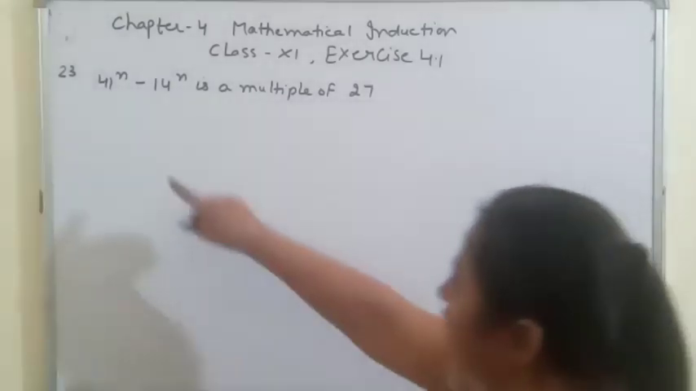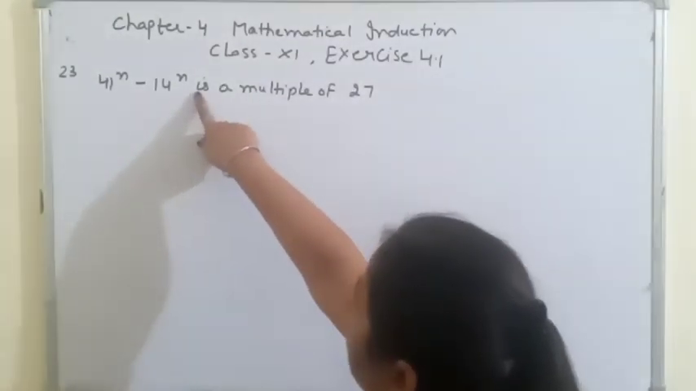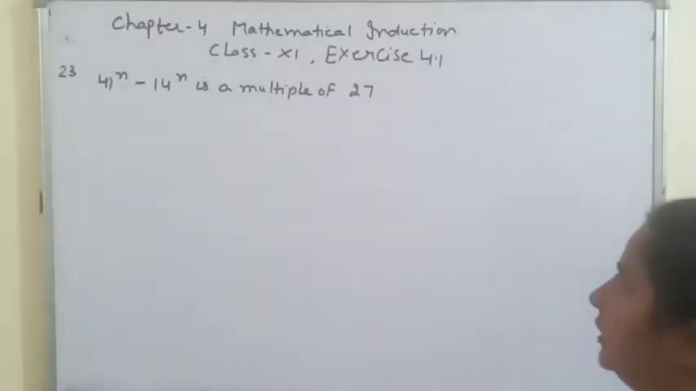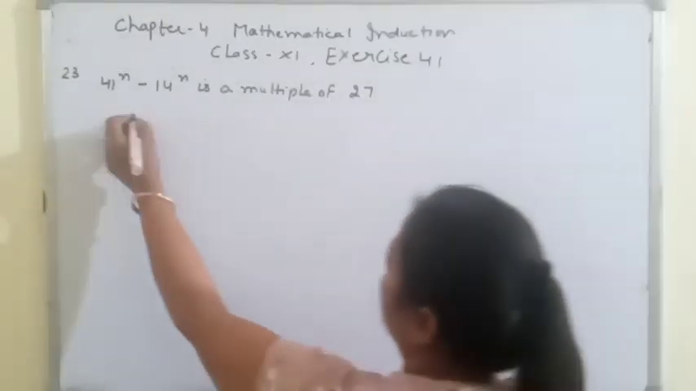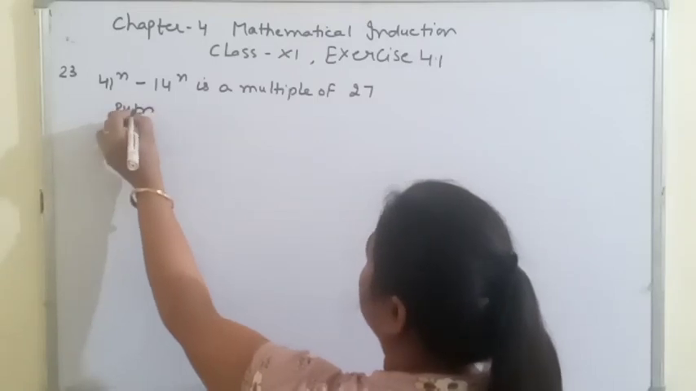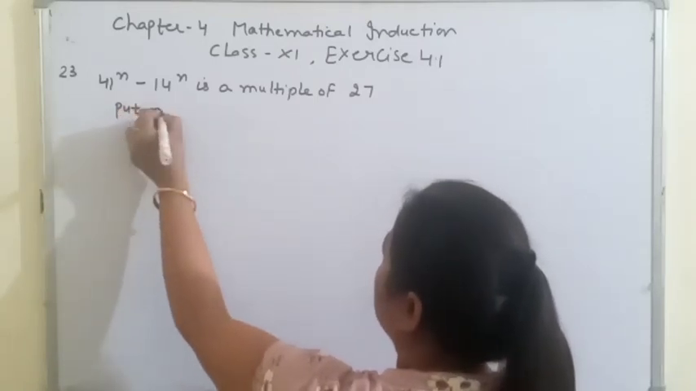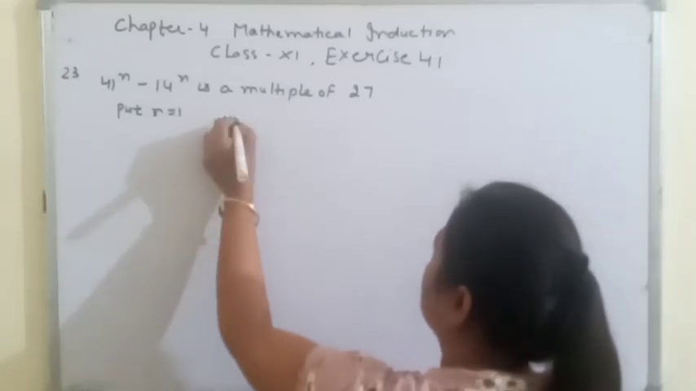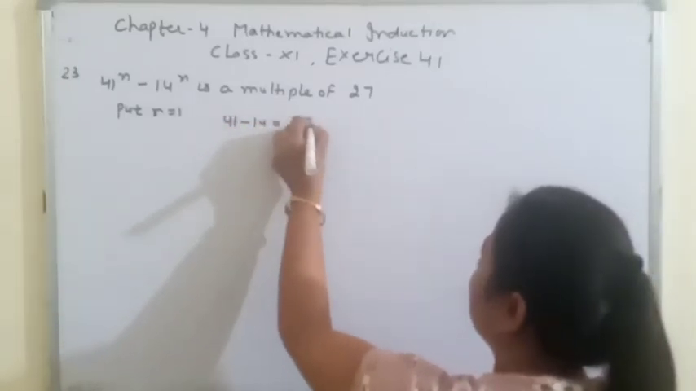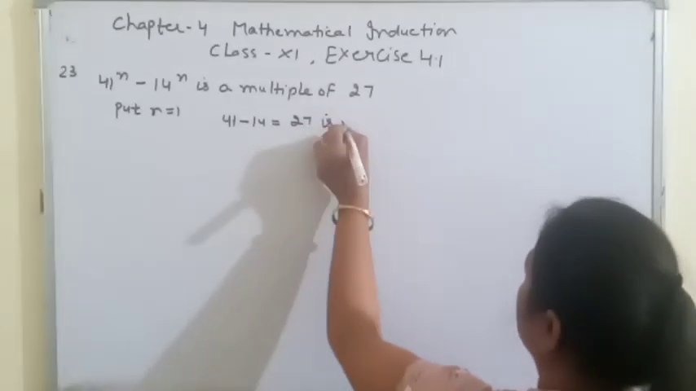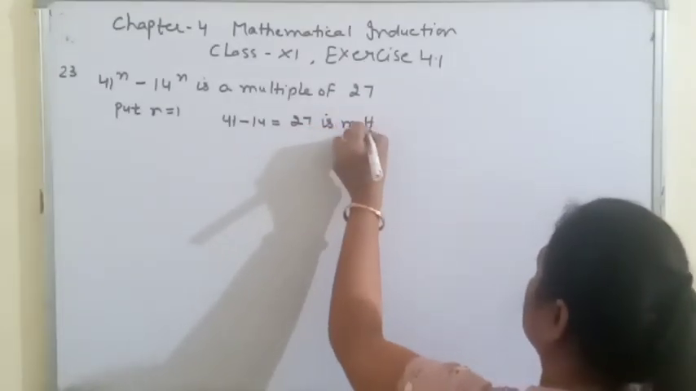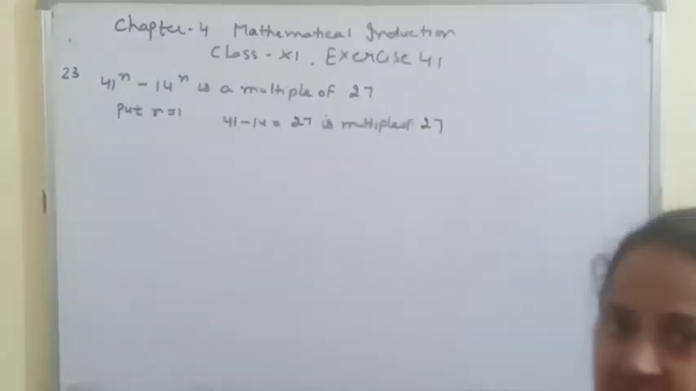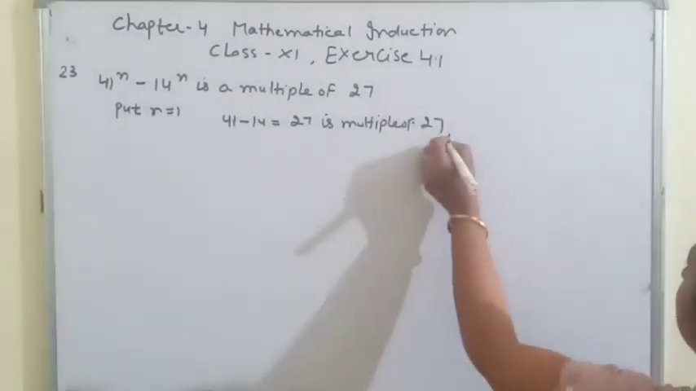Question 23. 41 power n minus 14 power n is a multiple of 27. So let's check it for n equal to 1. Put n equal to 1. 41 minus 14, that is 27. So 27 is a multiple of 27. It is divisible by 27. So the statement is true for n equal to 1.